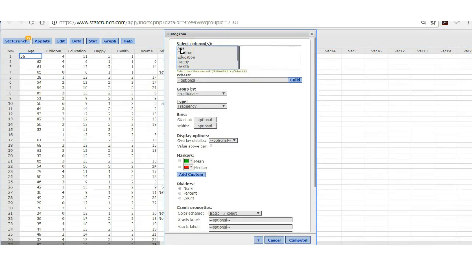So we'd want to select age as our column, and then we could group our histogram by the happy variable. It's going to give us 3 different histograms because the happy variable had 3 different possible responses. This is going to divide our respondents up into how they answered that question, and then it's going to do a histogram for the age for each different one of those.